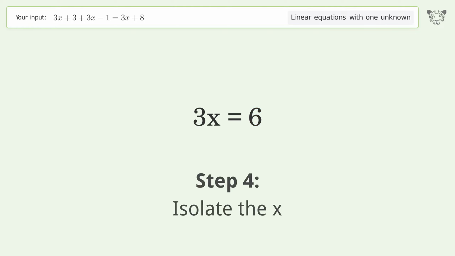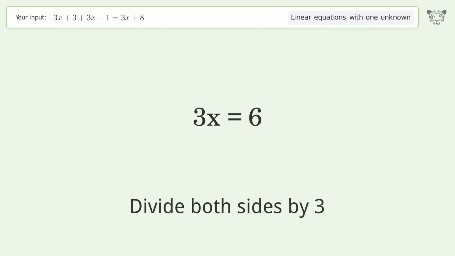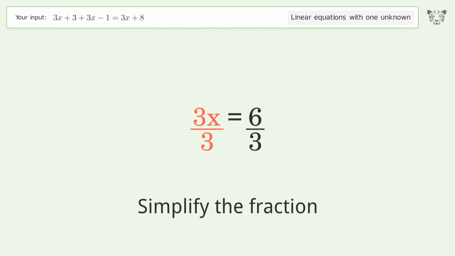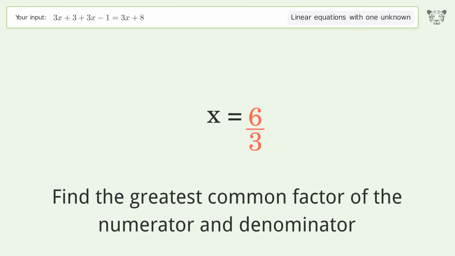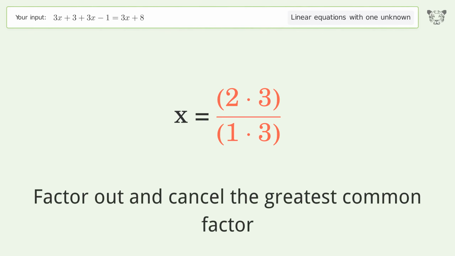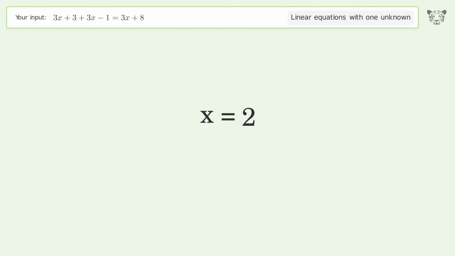Isolate the x. Divide both sides by 3. Simplify the fraction. Find the greatest common factor of the numerator and denominator. Factor out and cancel the greatest common factor. And so the final result is x equals 2.